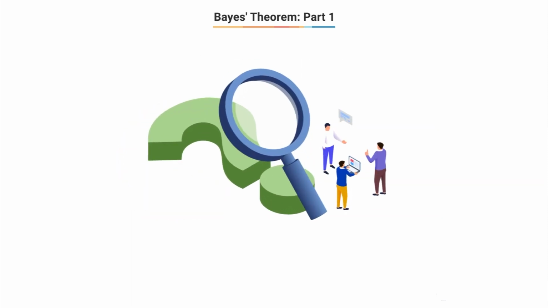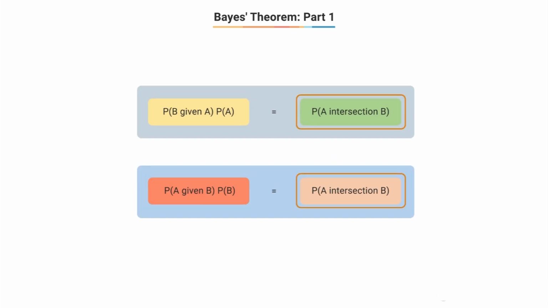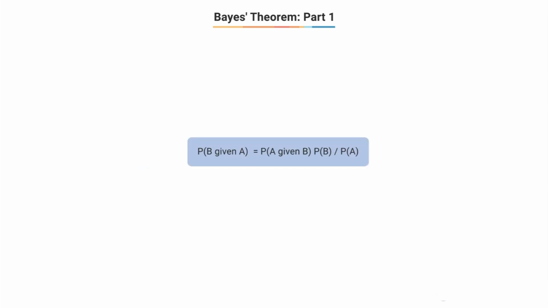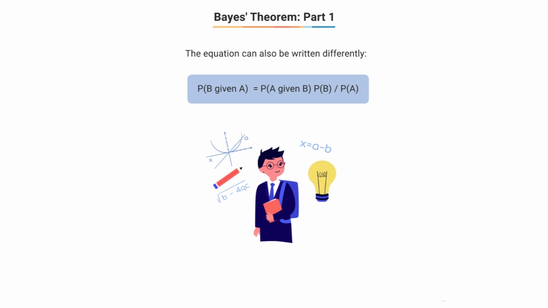Now if you observe the screen, the right side of both these equations is exactly the same and is equal to probability of A intersection B. So if we equate these equations, we can write probability of B given A into probability of A equals probability of A given B into probability of B. We can write this equation in a different manner, noting that probability of B given A equals probability of A given B into probability of B divided by probability of A. This equation is the most basic form of the Bayes theorem. In other words, you can say that Bayes theorem provides a way of relating different conditional probabilities.